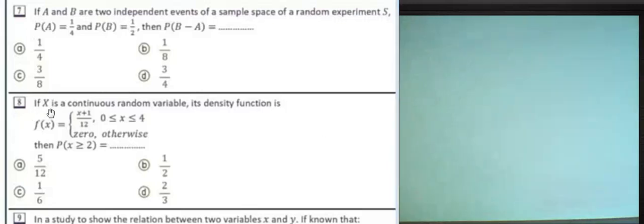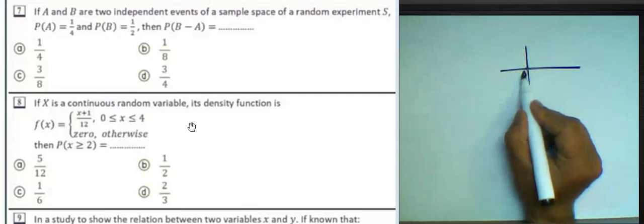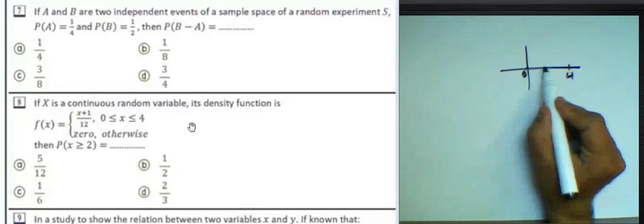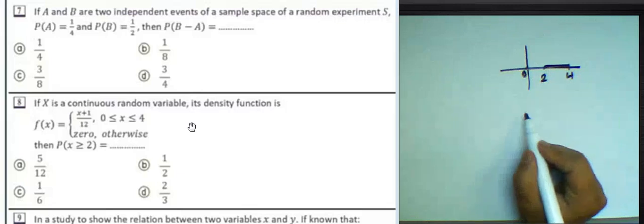Question 8. If x is a continuous random variable, its density function is f of x equal x plus 1 over 12 when x is greater than or equal to 0 and less than or equal to 4, and 0 otherwise. Find probability x greater than or equal to 2. Because the area goes from 0 to 4, we want to find the area from x equal 2 to 4, this part.